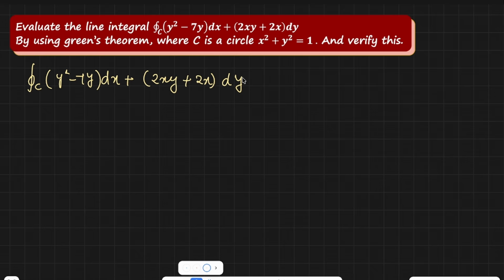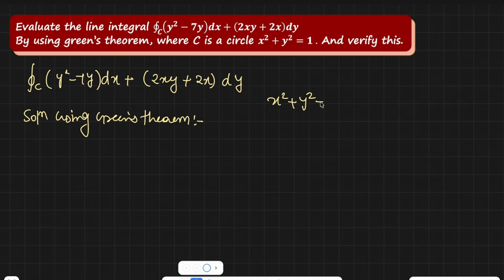So it is basically to verify Green's theorem. What do you mean by verification? Verification is basically something, because a circle is given. Okay, first of all we will solve using Green's theorem. So the solution using Green's theorem, where the circle is x square plus y square equals 1.